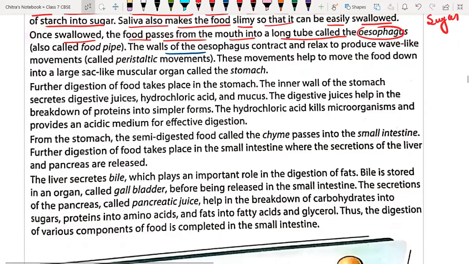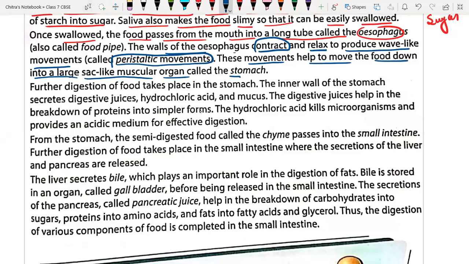Next, the wall of the esophagus contracts. See here, it contracts and relaxes rhythmically to produce a wave-like movement, and this movement is called peristaltic movement. Very important: the movement of food through the esophagus from mouth to stomach is called peristaltic movement. This movement helps to move the food down into the large sac-like muscular organ called the stomach.